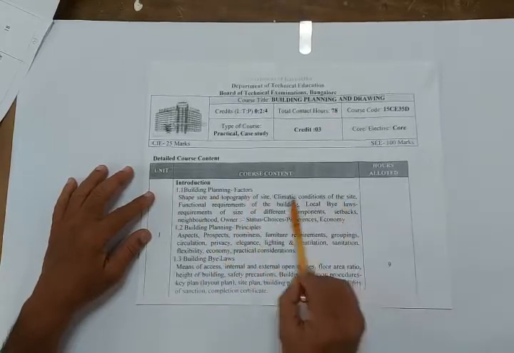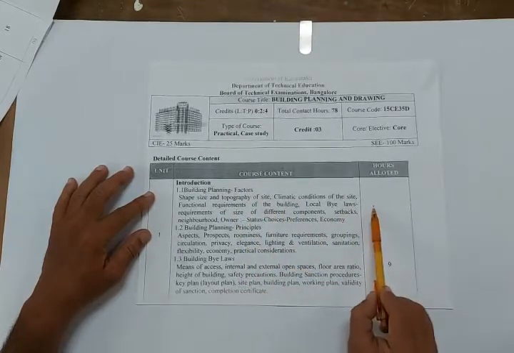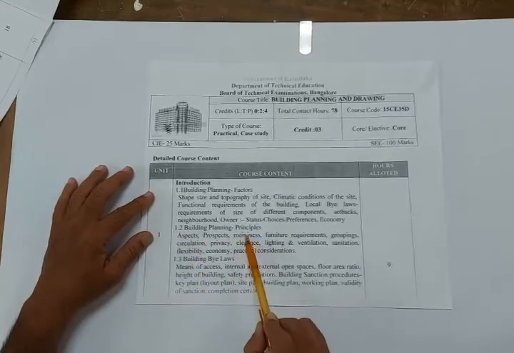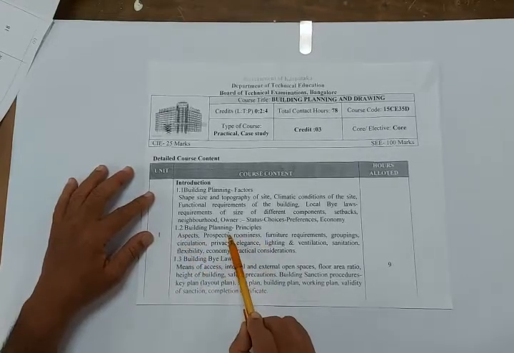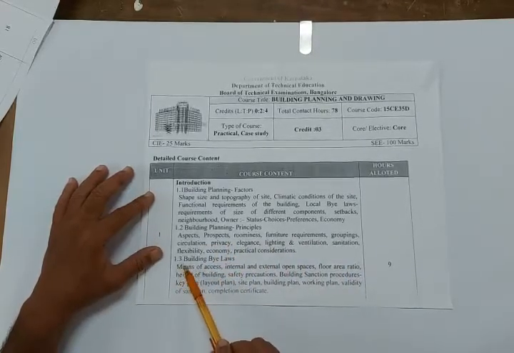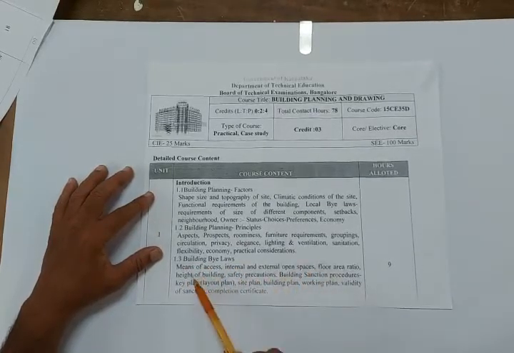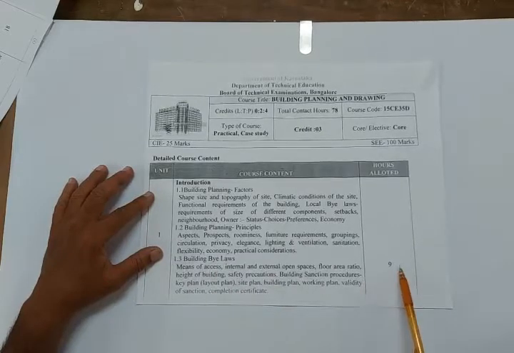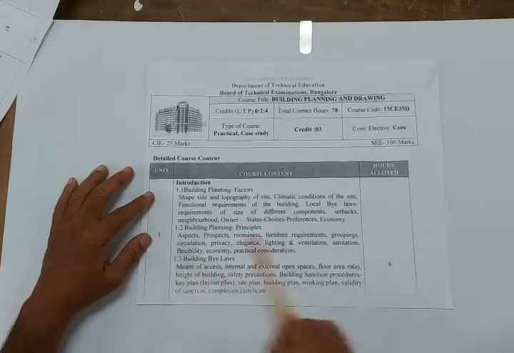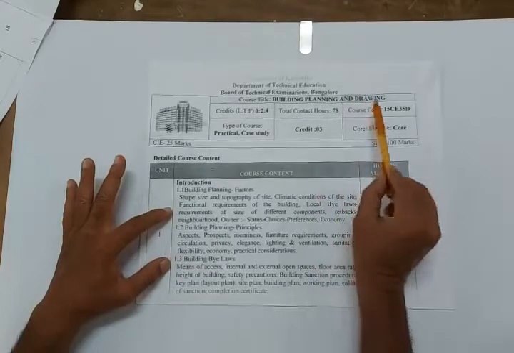You have to study these points under the building planning factors only for the theory subject. And 1.2 is the principle of building planning factors. These topics are included under it. And next one is 1.3, the building bylaws. Under the building bylaws, these points are included in this topic. A total of 9 hours is allotted for the introduction chapter under unit 1. It is completely theory topic under building planning drawings.